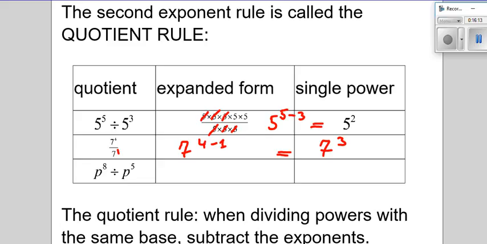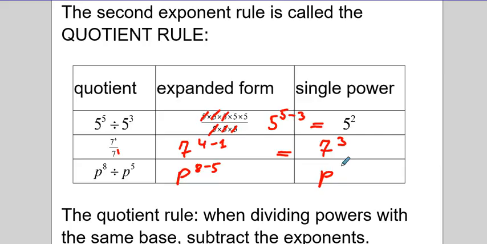So the next one. We're doing the next one. That's p to the power of 8 divided by p to the power of 5. How would I write that middle step? I'm not going to write the expanded form, but just that middle step. 8 minus 5, which is going to be p to the power of 3. And that's it.